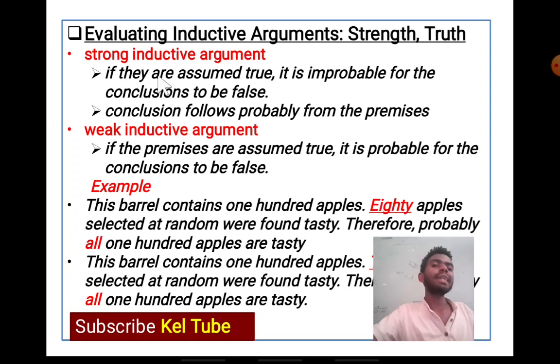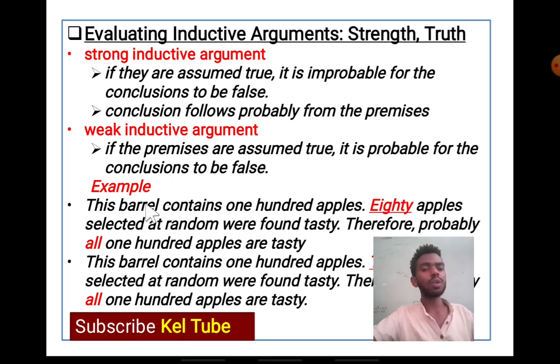If they are assumed to be true, it is improbable for the conclusion to be false. If our given premises are true, it is improbable for the conclusion to be false. This is what we say is a strong inductive argument: the conclusion follows probably from the premises. It is not a matter of necessity, it is a matter of probability. The conclusion follows with probability. Strong means high probability.